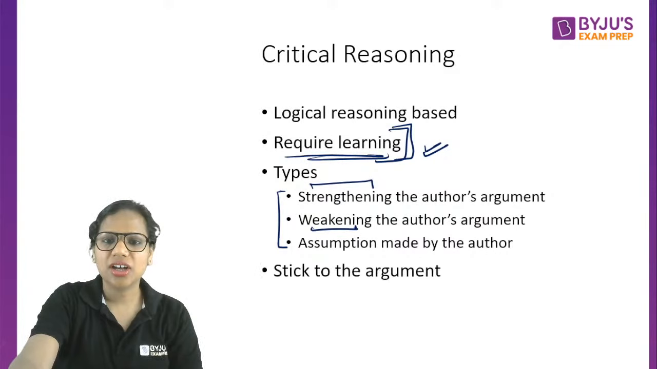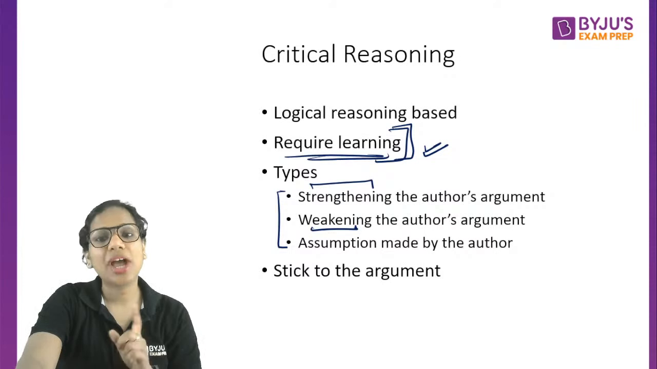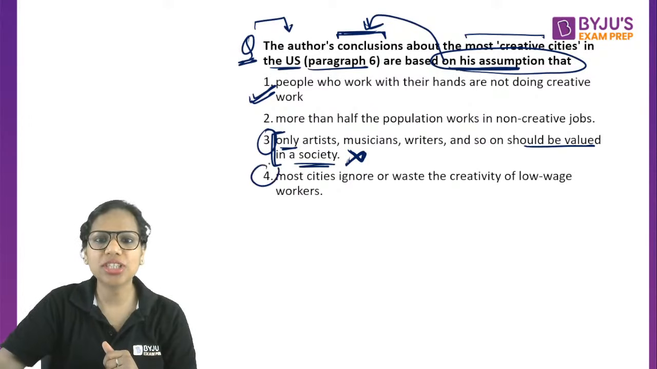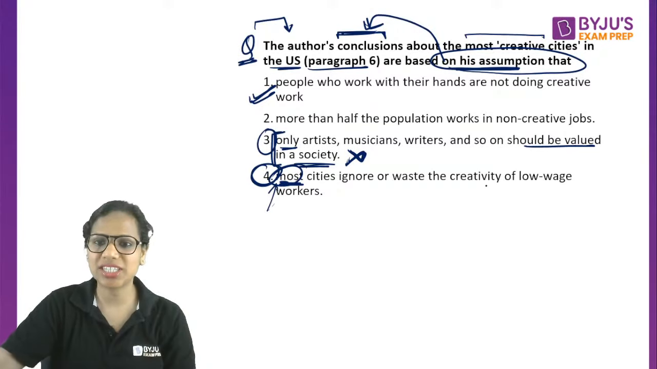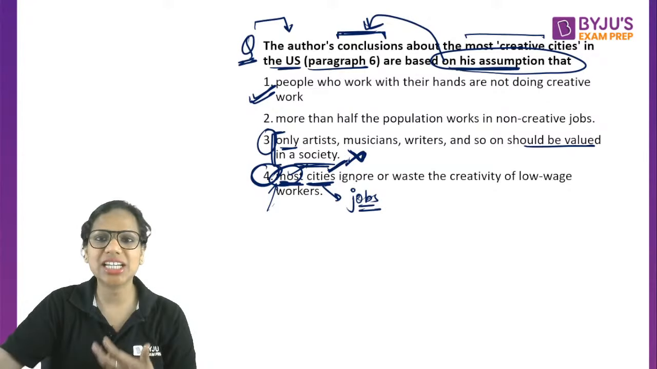The key in these questions is, again, you have to stick to the author's argument. Why am I saying this? Because certain students tend to mark fourth as the answer: most cities ignore or waste the creativity of low wage workers. Now, "most cities", first of all, is problematic. The author did not say that. Moreover, are cities doing it or are their jobs doing it? So we are not sticking to the argument if I bring in words like most, cities, etc.